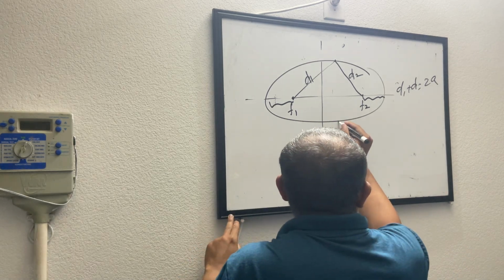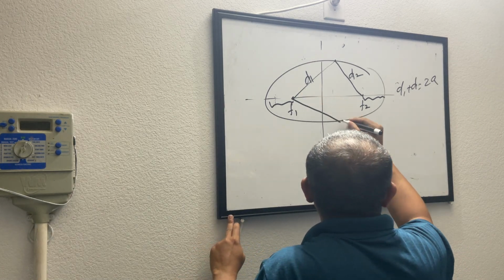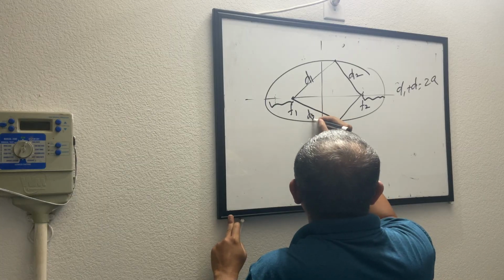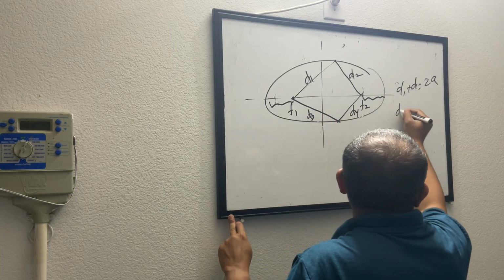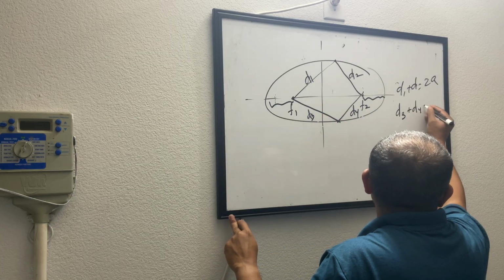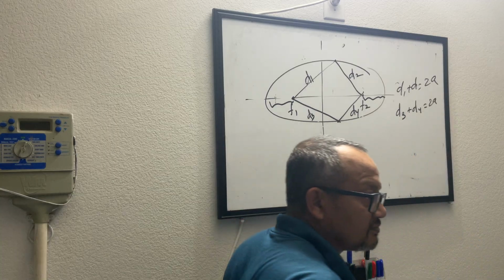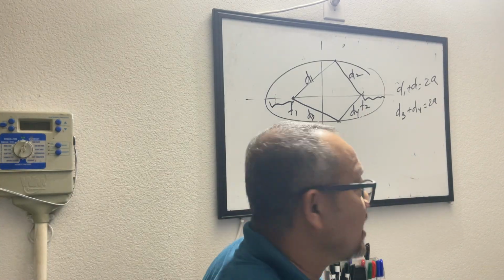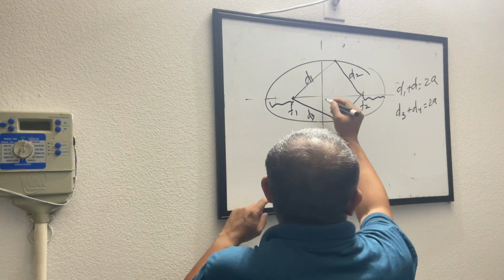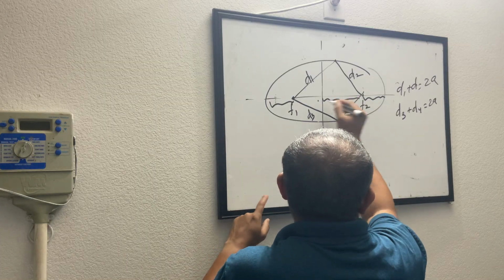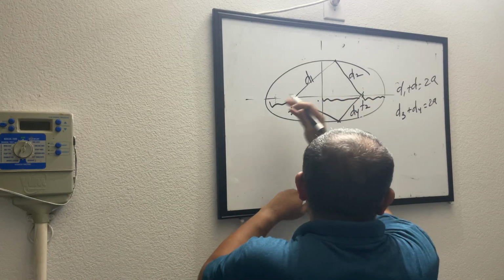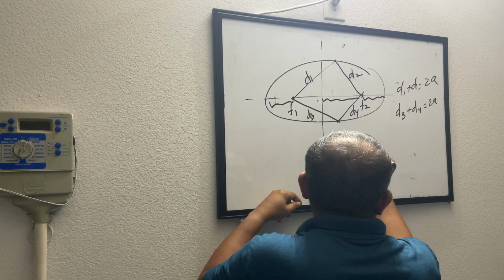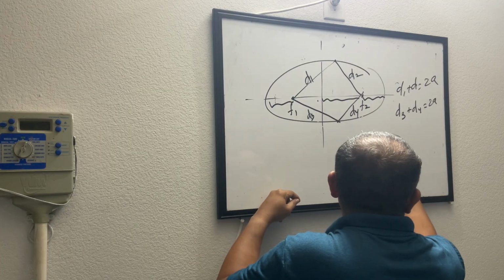If you pick another point and try connecting these 2 points, let's say this is d3 and this is d4, d3 plus d4 will also be equal to 2 times a. And this distance, the focal length from the origin to the first focal point or any other focal point, is equal to square root of a square minus b square.